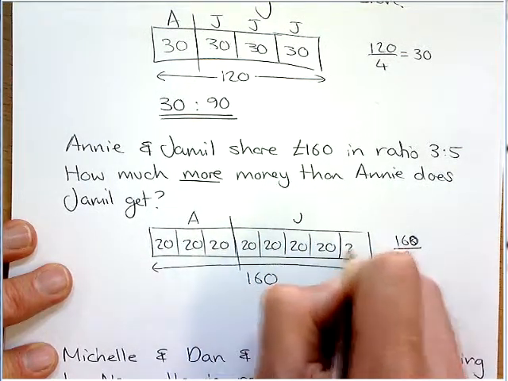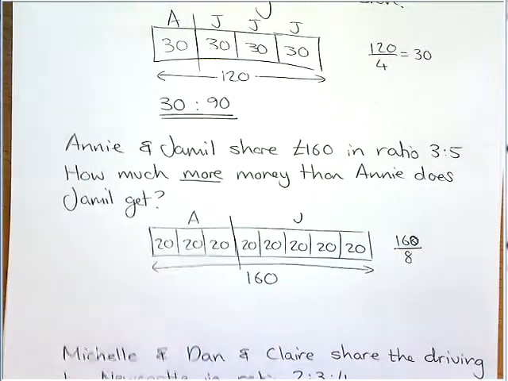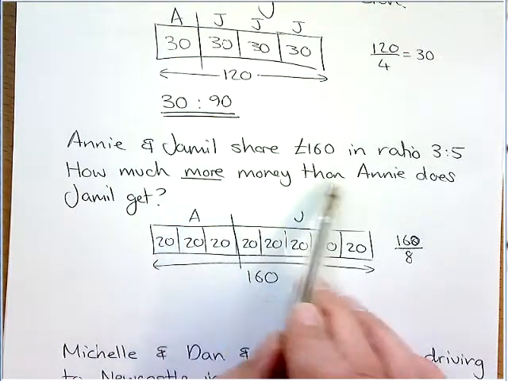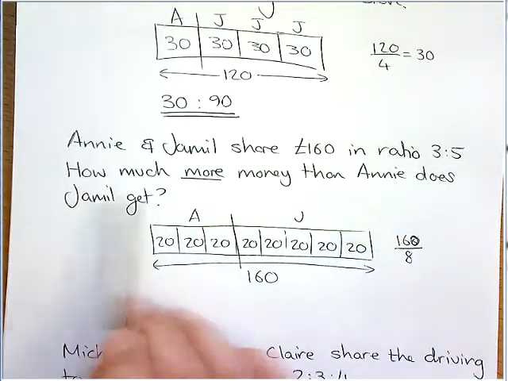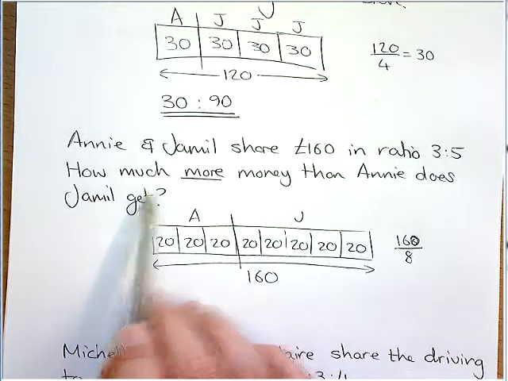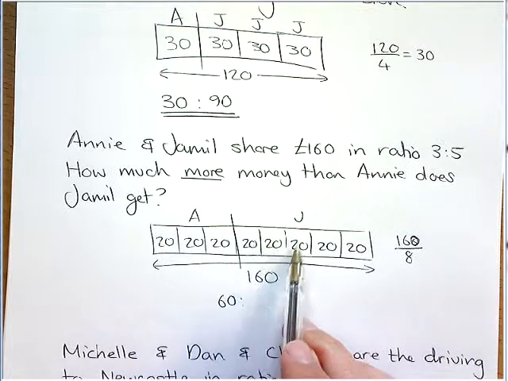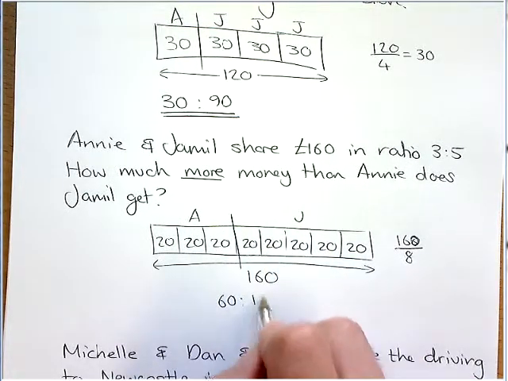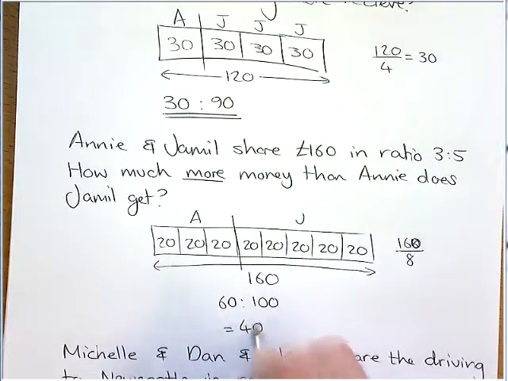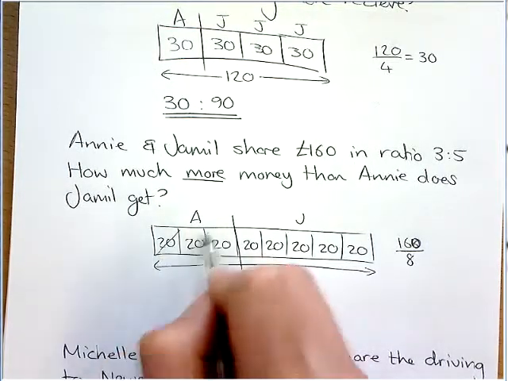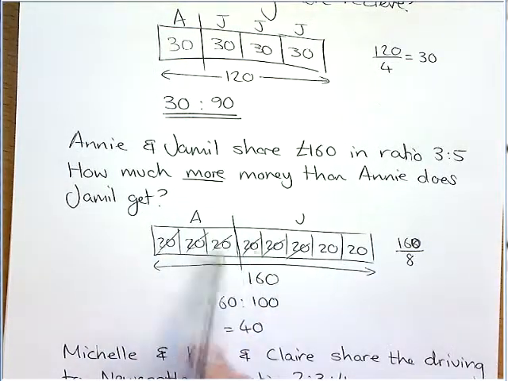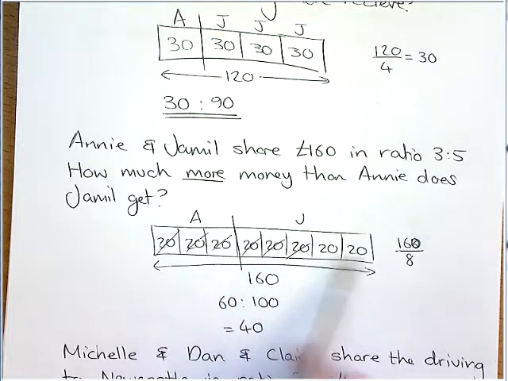Now this question catches people out basically: how much more money than Annie does Jamil get? So it says Jamil's getting more, how much more? So we can see here it's 20, 40, 60, 80, 100, so you can see the answer is 40. The other way you could do it, say, well, there's 3 20s, cancel them out on both sides, and you're left with 40.